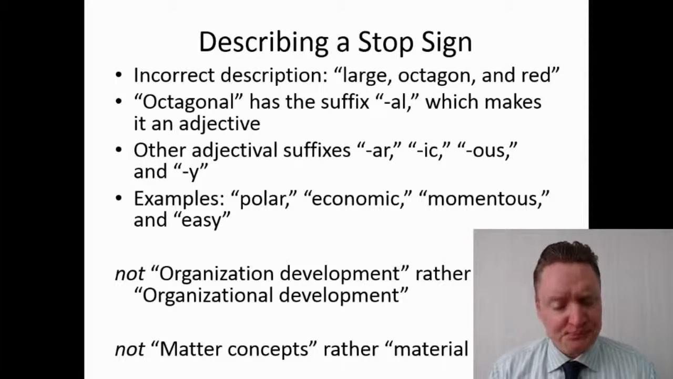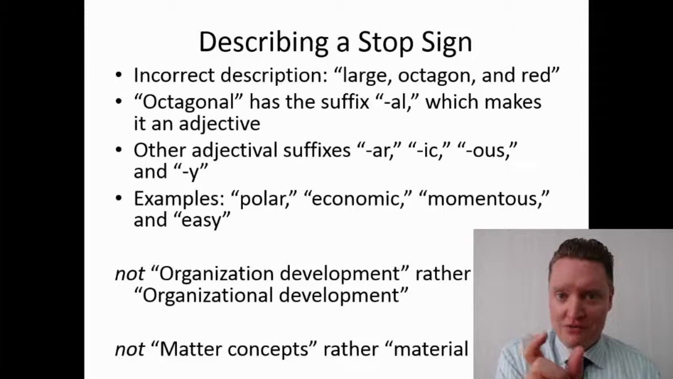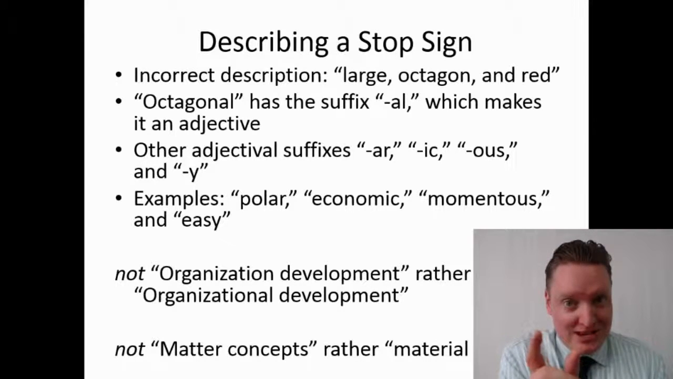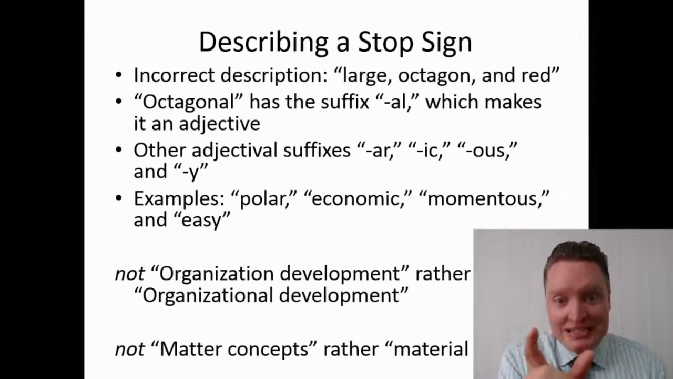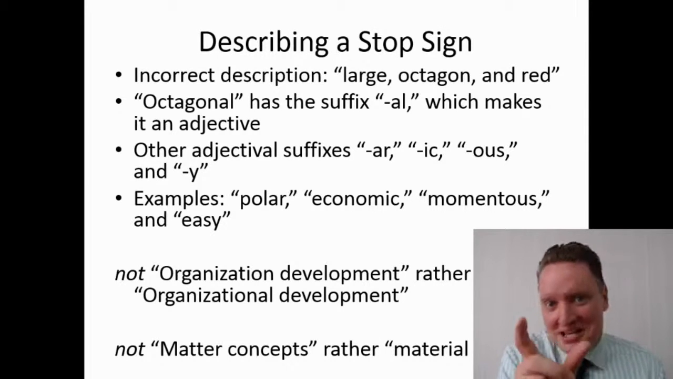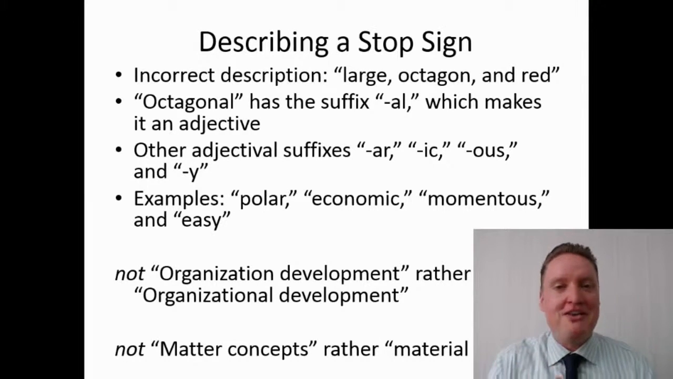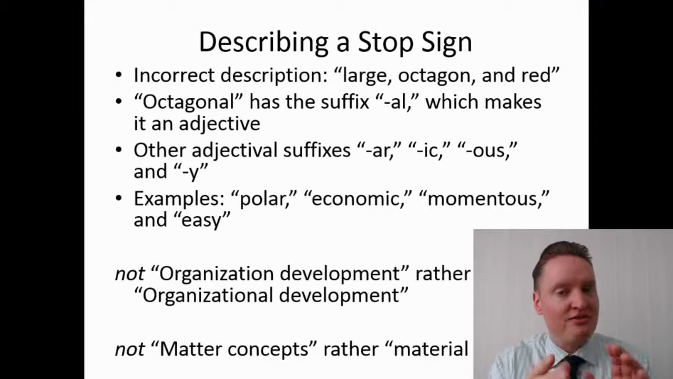For example, pole is a noun, polar is the adjective. Economy is the noun, economic is the adjective. Momentum, momentous, ease, easy. These are all examples of nouns that are changed into adjectives by changing the suffix at the end of the word.